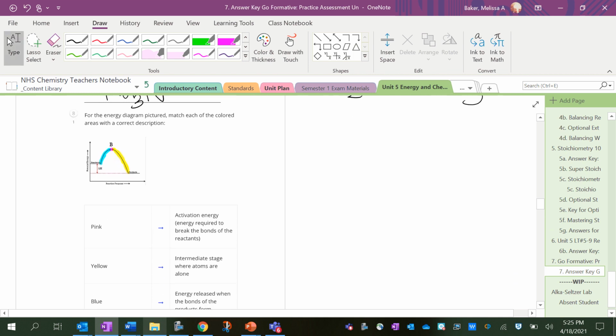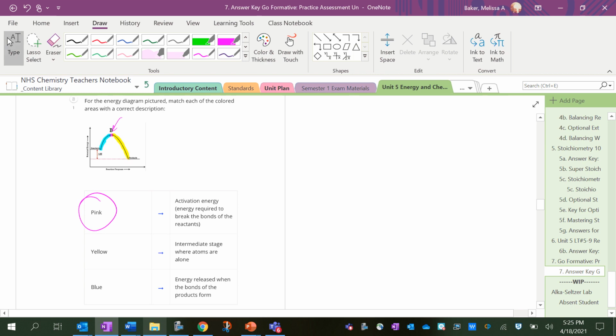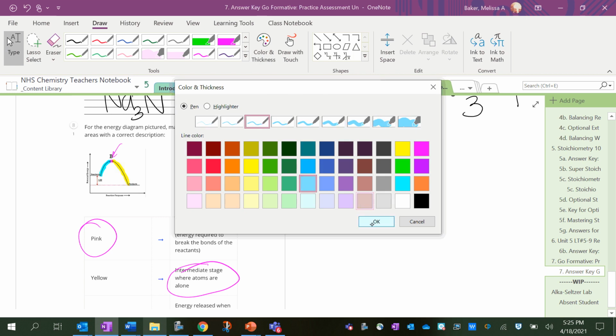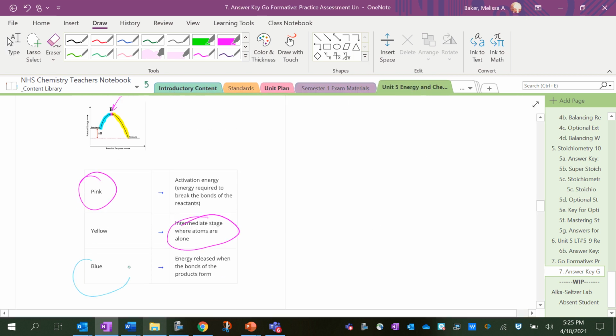For the energy diagram pictured, match each of the following colored areas with a correct description. So the pink area at the top is when everything is single. That's where the atoms are alone. Okay, let's do the blue. The blue area is on the way up. That's the activation energy, the energy required to break the bonds of the reactants. And yellow is energy released as the bonds of the products form.